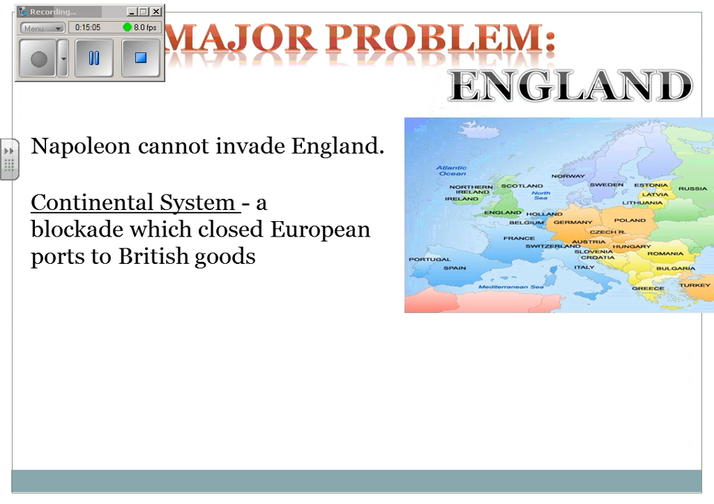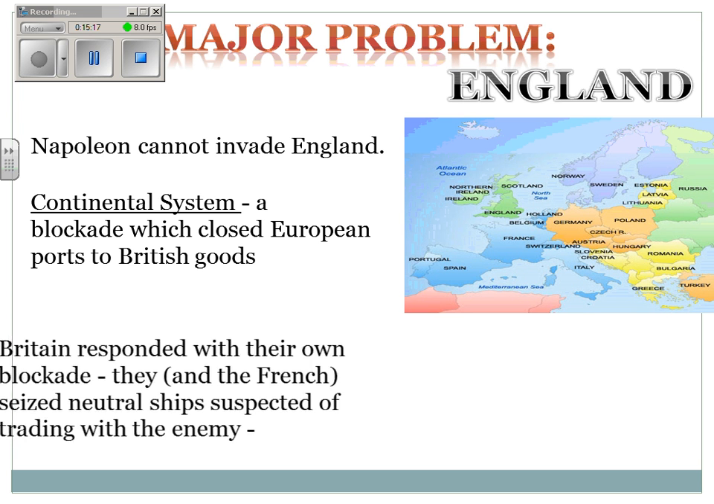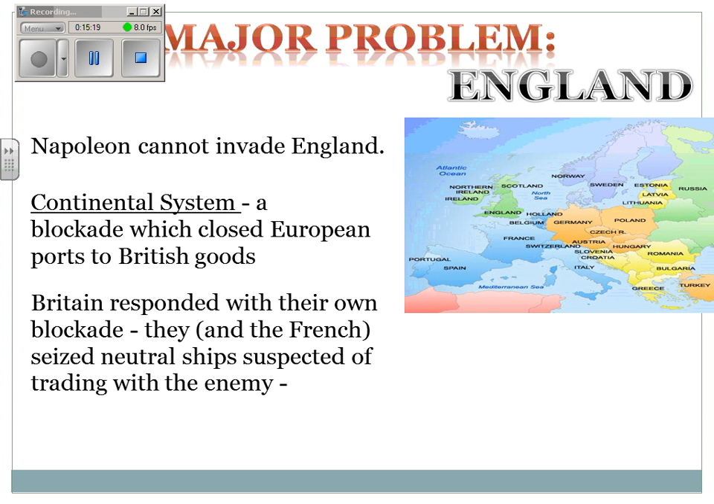So the French put a blockade. They close European ports to British goods in the efforts of maybe harming or hurting the economy there. Britain responds with a blockade of their own, and they seize neutral ships that are suspected of trading with the enemy. This is one of the causes for America's entry into what war? Well, we've already done the American Independence War. It's too early for the Civil War. Did you guess the War of 1812? Well, if you did, you are correct.